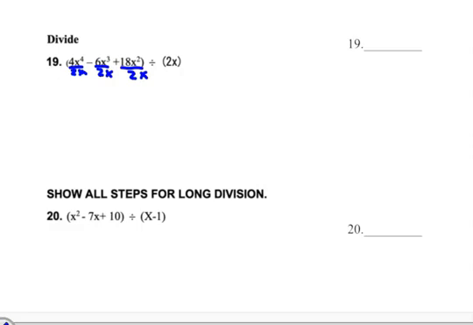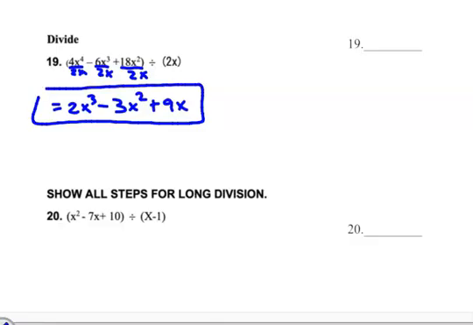So 4 divided by 2 is 2, and I'm taking one of the 4x's away. Negative 6 divided by 2 is 3, and I'm taking one of the 3x's away. 18 divided by 2 is 9, and I'm taking one of the 2x's away. And that's it. No like terms to combine at the end.